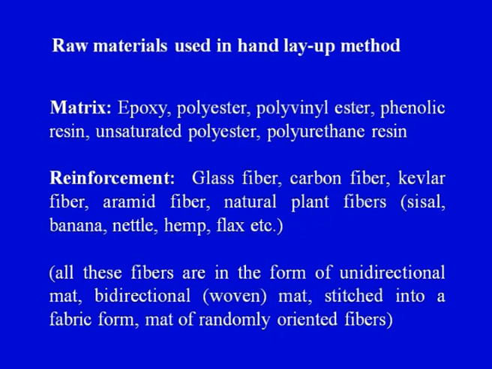Now, what are the raw materials used in the hand layup process? We can see there is a matrix and a reinforcement which are clubbed together to make a composite material. I think I have referred to this a number of times. So what are the matrix materials which are most widely used for the hand layup process? These can be epoxy, polyester, polyvinyl ester, phenolic resin, polyurethane resin. So there are different types of matrix materials which can be used as the raw material in the hand layup process. Also, what are the reinforcements that are used?